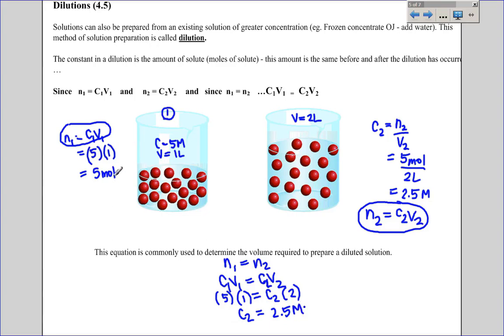So whether we solve in 2 steps or whether we solve in 1 step using the dilution formula, we get the same concentration of our final solution. Now it's important to understand the concept, but we will use the dilution formula to solve most problems.